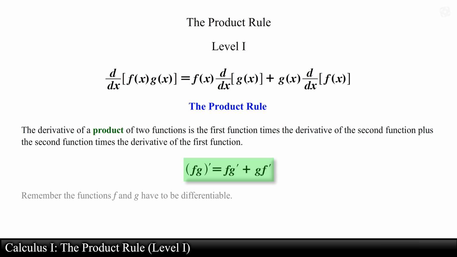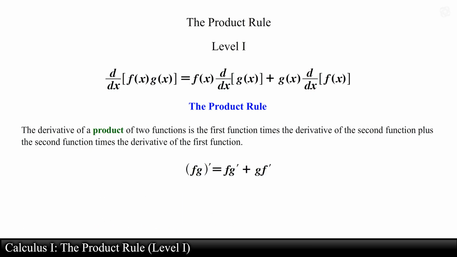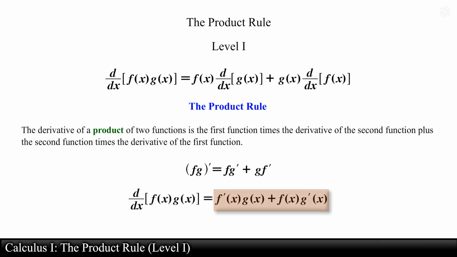Remember, the functions f and g have to be differentiable. Also notice that it really does not matter which function you assign as your f of x and which one you assign as your g of x. As long as you're consistent with your choices, everything will work out. We can also rewrite the product rule as follows. f prime of x times g of x plus f of x times g prime of x. Some students prefer this version because it generalizes easily to products of 3 or more functions.